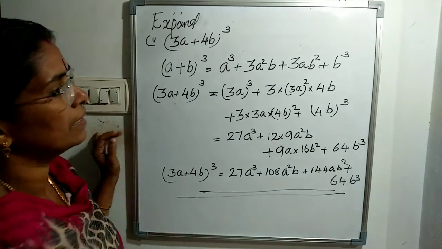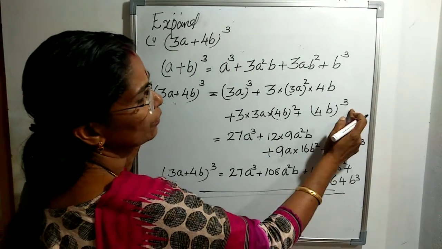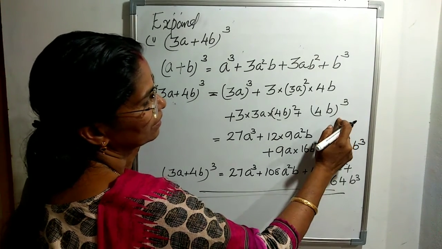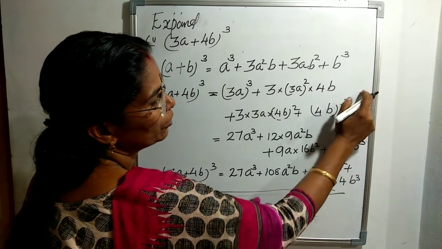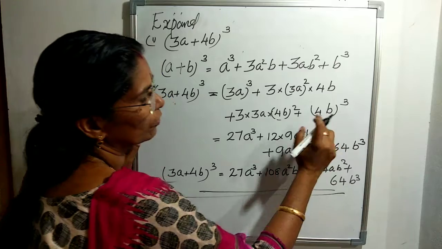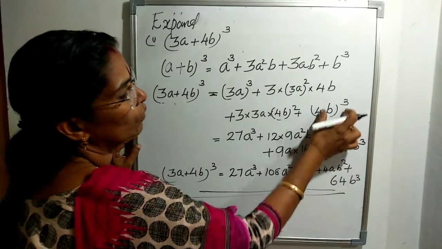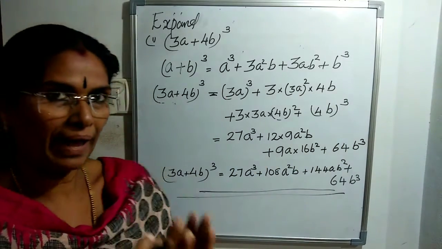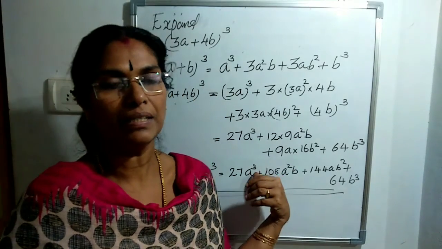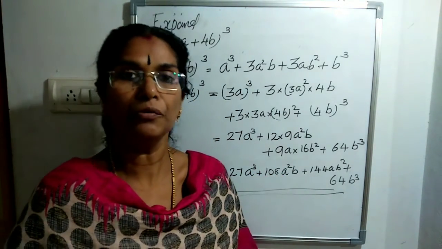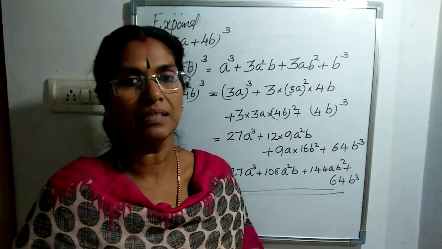Everyone makes a mistake here. Sometimes they do not put the bracket. If the bracket is not used, they write 4b cube and do not consider the 4. So here and here, in all these steps you have to put the bracket, then only the answer will be correct. I think this is also very simple to expand. If you know the identity, then the answer is very simple.